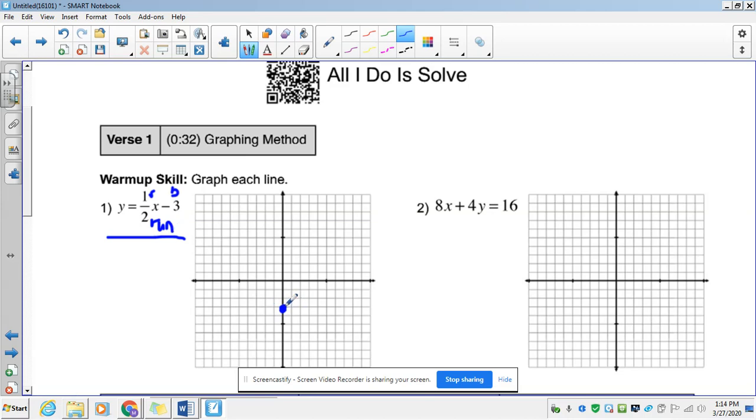And from here, hopefully you guys remember, how do I move? Up 1, over 2. Perfect. And then I would repeat that. Up 1, over 2 again. So remember, your non-x term is where you start, always on the y-axis. Here is where you start. And then you move by what's in front of the x. Okay, and there is my line.